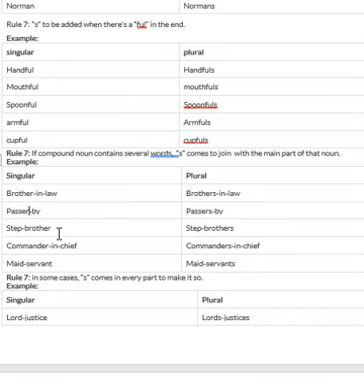Stepbrother, you will have to put s in brothers because brother is the main word. Commander-in-chief, commander is the main word. You will have to put s after commander. Maidservant, here servant is the main word. You will have to put s after servant.